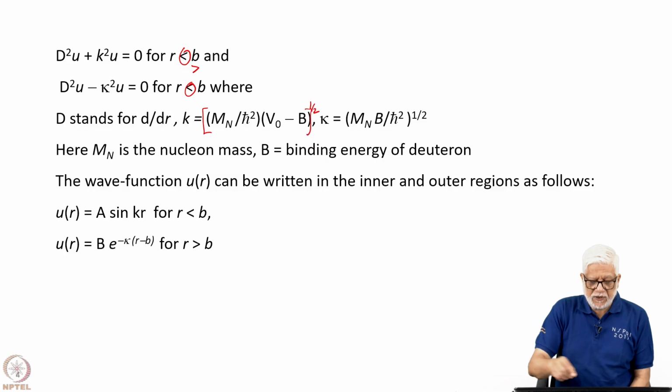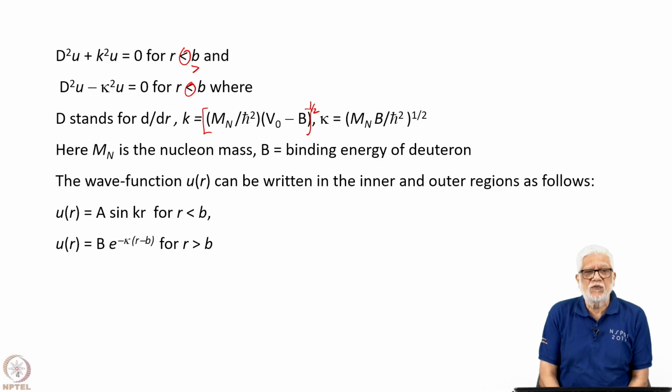Okay. And kappa is defined by the square root of M_n B by h-bar squared. M_n is the nucleon mass, B is the binding energy of the neutron. So the wave function can be written as u of r equal to some constant times sine of kr for r less than b, and some other constant times e to the minus kappa (r minus b) for r greater than b. So it's basically an exponentially decaying radial wave function for radius larger than the range of this potential, and it's a sinusoidal one for r less than b.